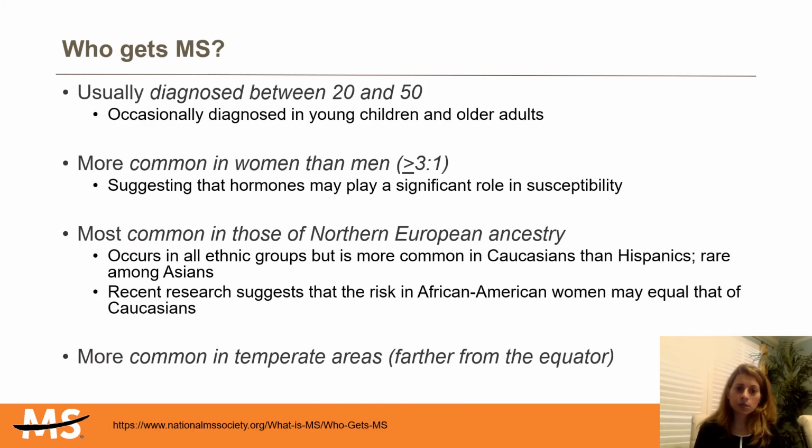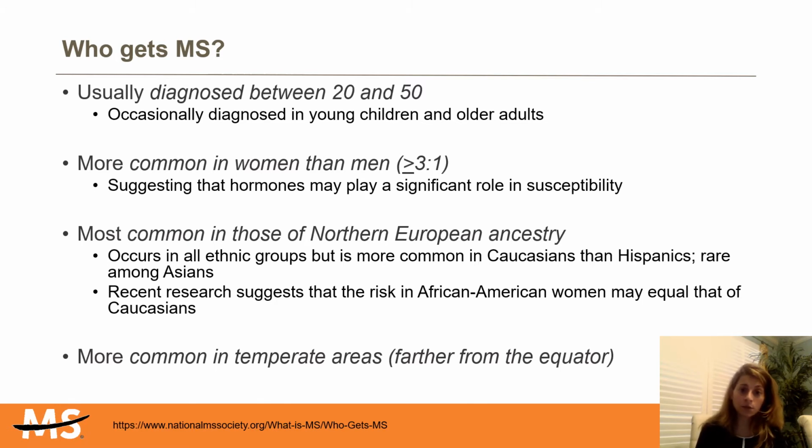So MS is usually diagnosed between 20 and 50 years of age, but that being said, we sometimes see it in young children and older adults more than 60. It is more common in women than men with a ratio of more than 3 to 1, and some studies show the ratio could be as high as 4 or 5 to 1, which could mean that hormones may play a significant role in susceptibility.